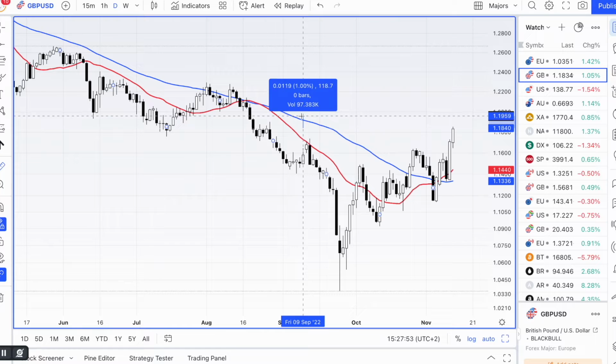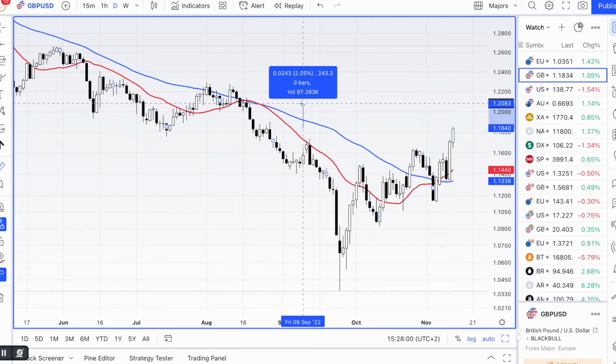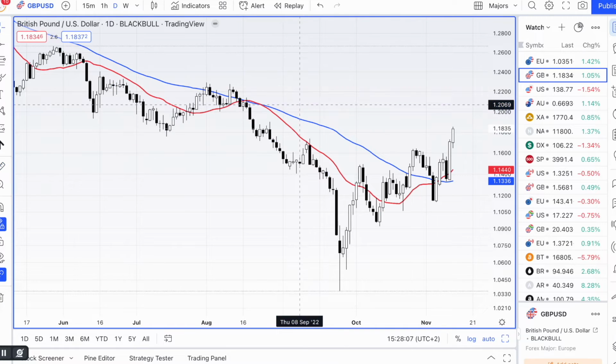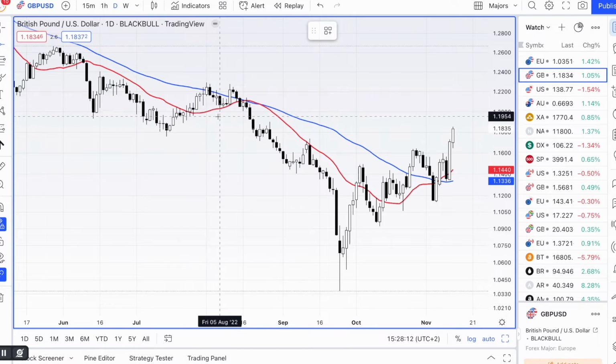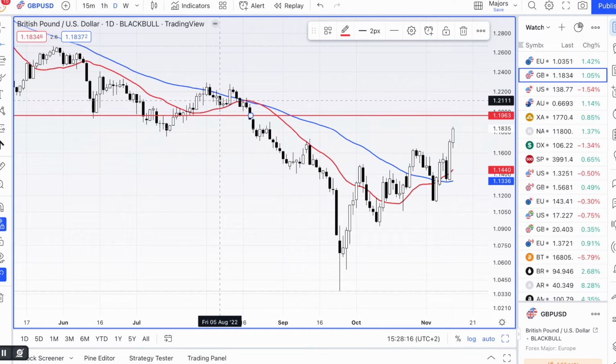Let's just have a look. 1.1960, and then 2% takes us to just over 1.2, so 1.2080. So 1.1960 and 1.2080. So remember, these are our targets. They're red because I used the red color in the last one. So thereabouts. So those are our targets.